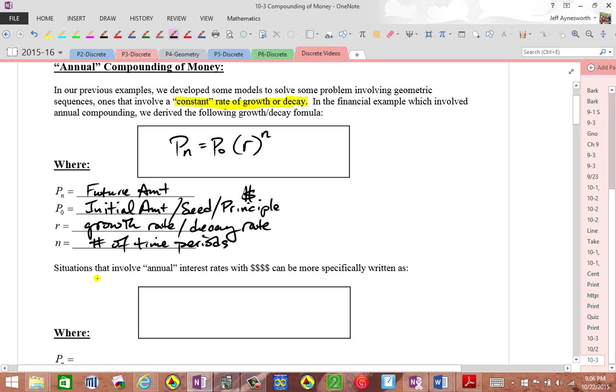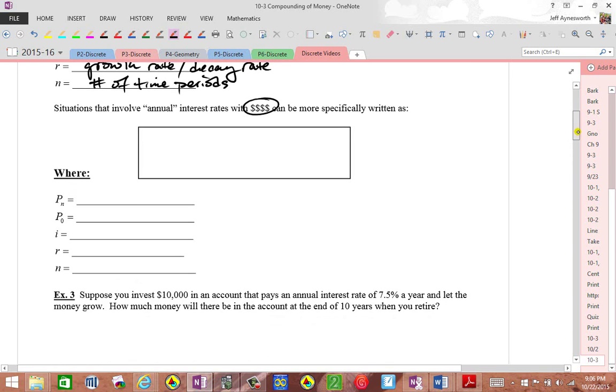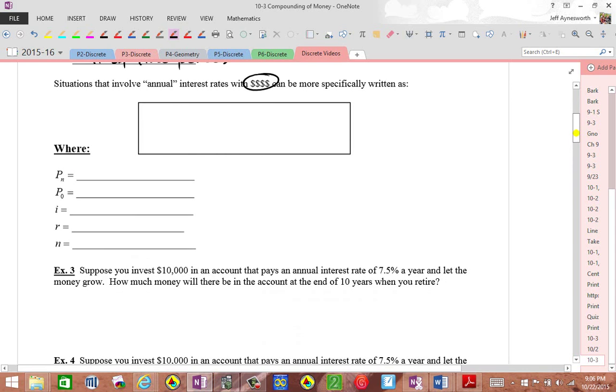Now what I want to focus on right now is problems or situations that involve annual interest rates with money. So I'm going to be a little more specific here, and I'm going to put this one in red because we're going to use it today: the future amount P sub n is equal to the initial amount P sub 0 times 1 plus i raised to some power.